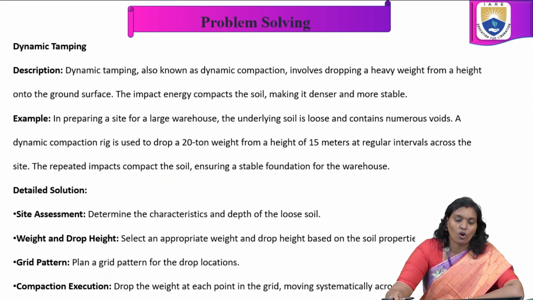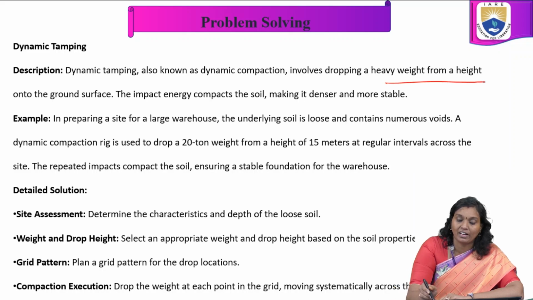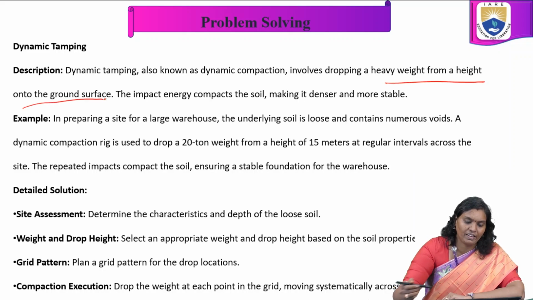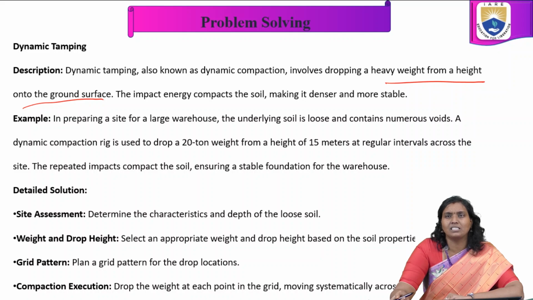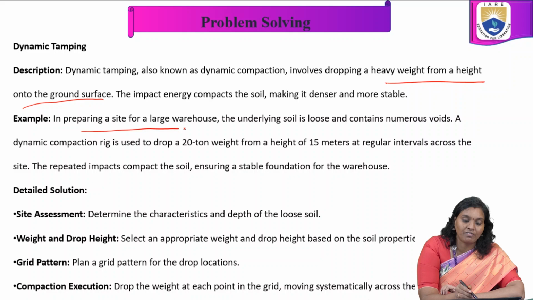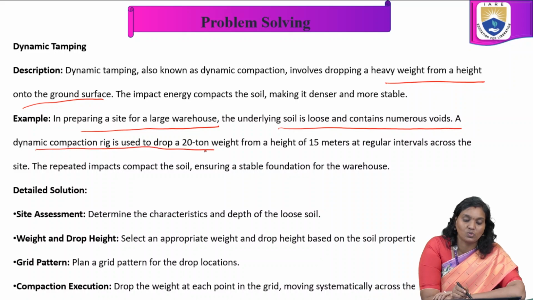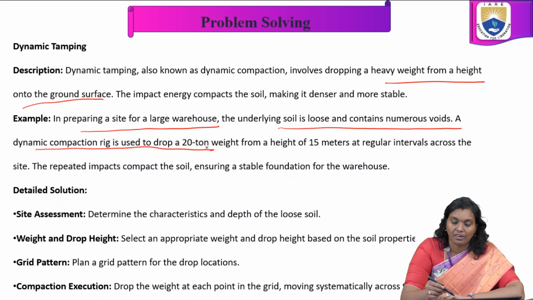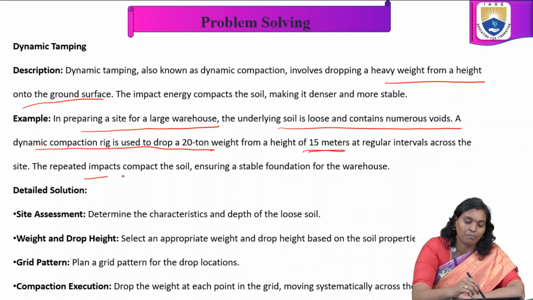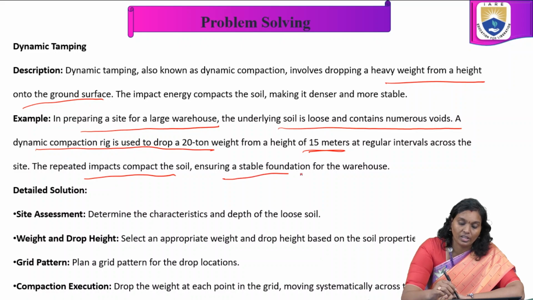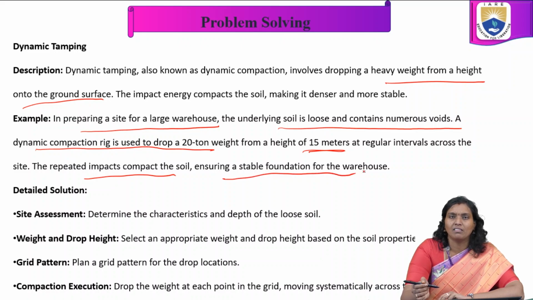Dynamic tamping, also known as dynamic compaction, involves dropping a heavy weight from a height onto the ground surface. The impact energy compacts the soil, making it denser and more stable. In preparing a site for a large warehouse, the underlying soil is loose and contains numerous voids. A dynamic compaction rig is used to drop a 20-ton weight from 15 meters at regular intervals across the site. The repeated impacts compact the soil, ensuring a stable foundation for the warehouse.